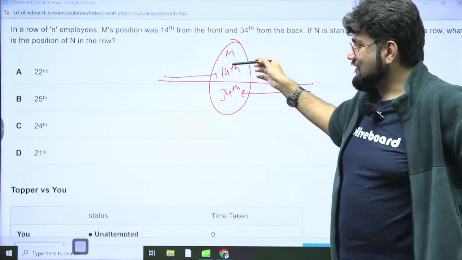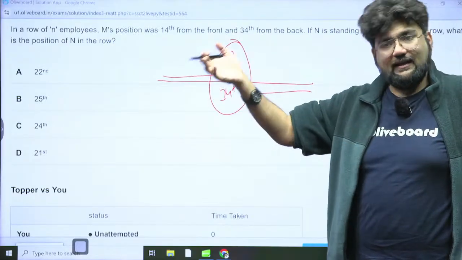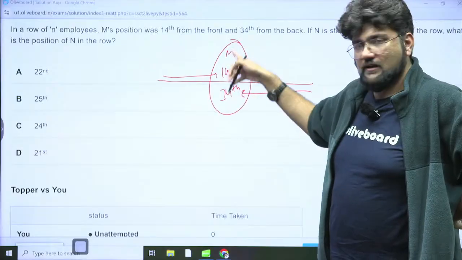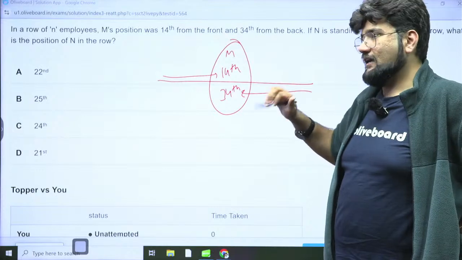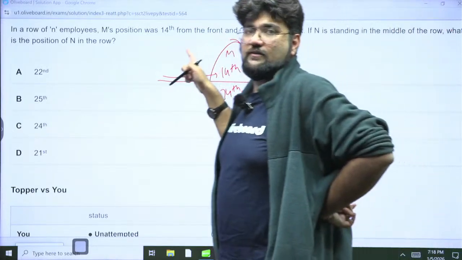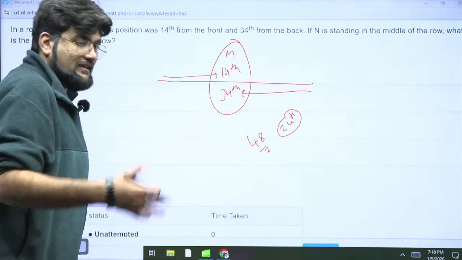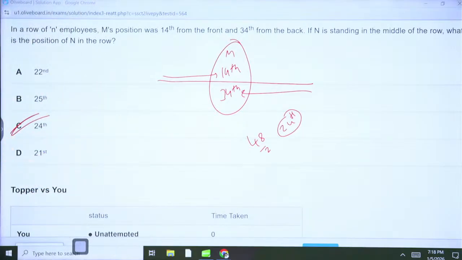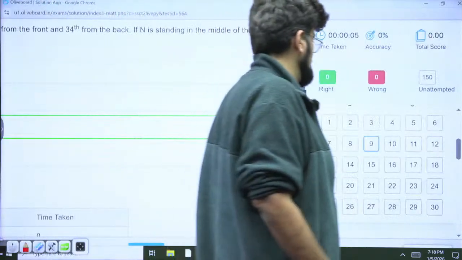Now see, technically I will add this and subtract 1 to get the total. Then if the total is an odd number, I would have increased it by 1 again and then divided by 2. The total is an even number already. So don't add or subtract 1. Just divide this by 2. 14 plus 34 is 48. 48 divided by 2 is 24. That means n's position exactly is the 24th position. Okay. N's position in the middle is exactly 24th. So there are 47 people and 24th position is his. 23 before him, 23 after him. Okay. Option C is the correct answer. 31 seconds. Decent. Nice. Next.